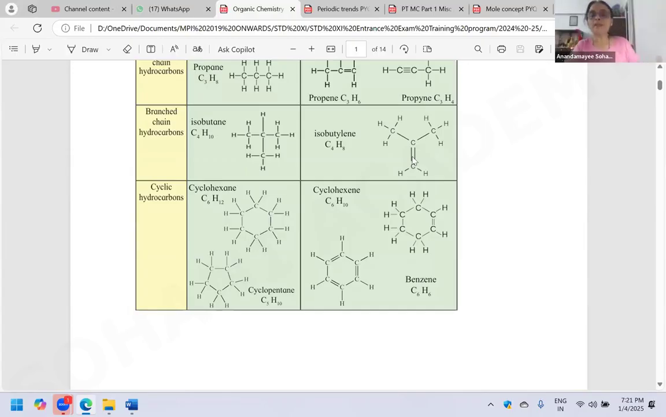Will I take this as my parent chain here? Can I take this as my parent chain? No, no. I have to take either this or this, isn't it? I need to choose a parent chain which will include the double bond in it. That will be the correct parent chain. So my parent chain will be prop-ene. Prop for 3 carbons, ene for the double bond, and then methyl is attached to 2. So this becomes 2-methyl propene. This is 2-methyl propane. Okay. Colloquial names are isobutane and isobutylene.